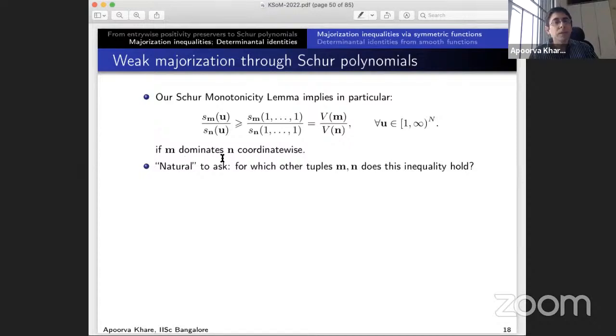Okay. It was natural to ask, for which other tuples does this inequality hold? Is it only when m dominates n coordinate-wise? The answer turns out to be no.